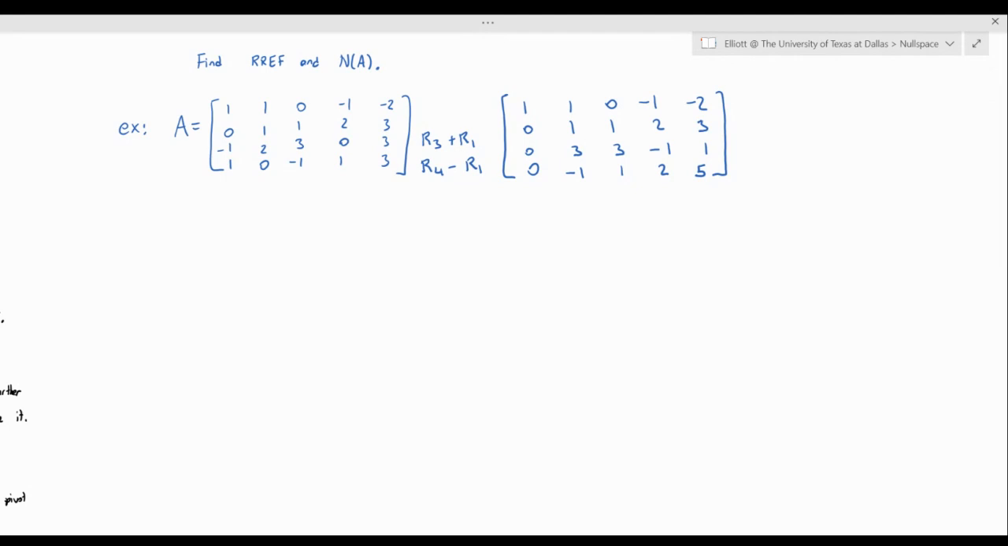Okay, from here we move on to the second column, where we have our new pivot. I'm just going to eliminate everything underneath it for now. So I'm going to do row 3 minus 3 row 2, and I'm also going to do row 4 plus row 2.